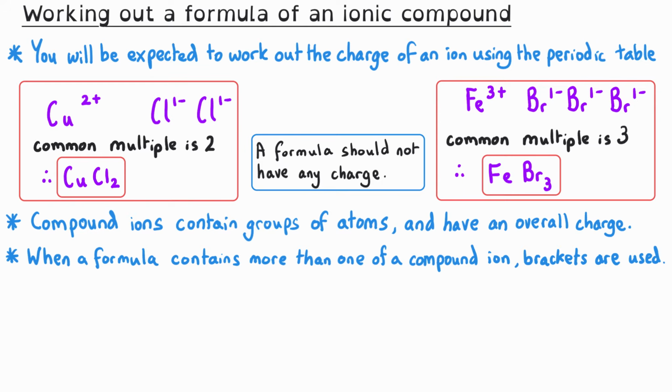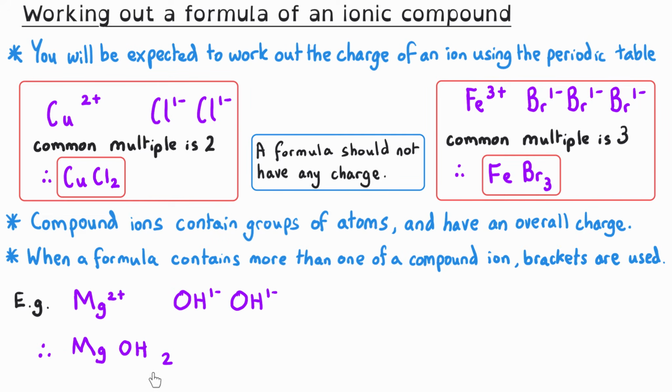When you're writing a formula that contains more than one of a compound ion, you need to use brackets in a similar way to how you use them in maths. For example, for magnesium hydroxide, the ions are Mg2+ and hydroxide is OH1-. The common multiple here is 2. Magnesium is already a 2+, hydroxide is only 1-, so we need a second hydroxide ion. When we write this, we need to write MgOH2, but if we left it like this it would look like only 2 of the hydrogen. But we have got 2 of the hydroxide ion, so we need to put brackets around that hydroxide ion, and that little 2 means 2 of everything inside that bracket.